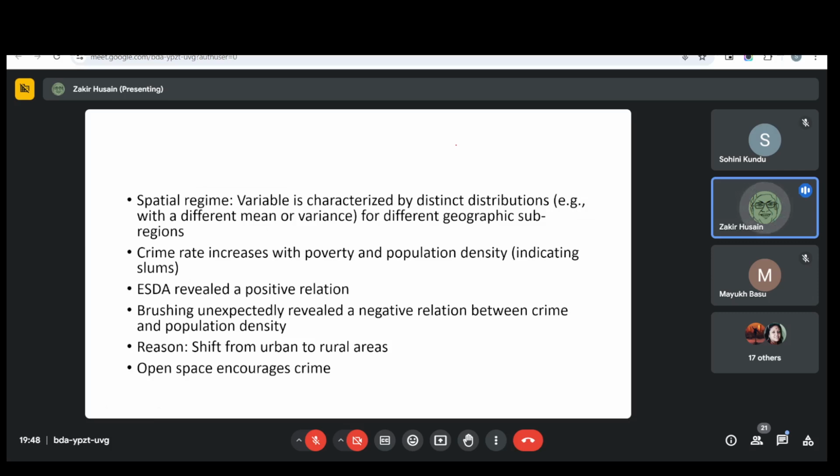So this is an example of a spatial regime. In the rural area, you have one regression with the coefficient of population density being negative. In urban areas, you have a different regression model, but now the coefficient of population density is positive. So is it clear, everyone?